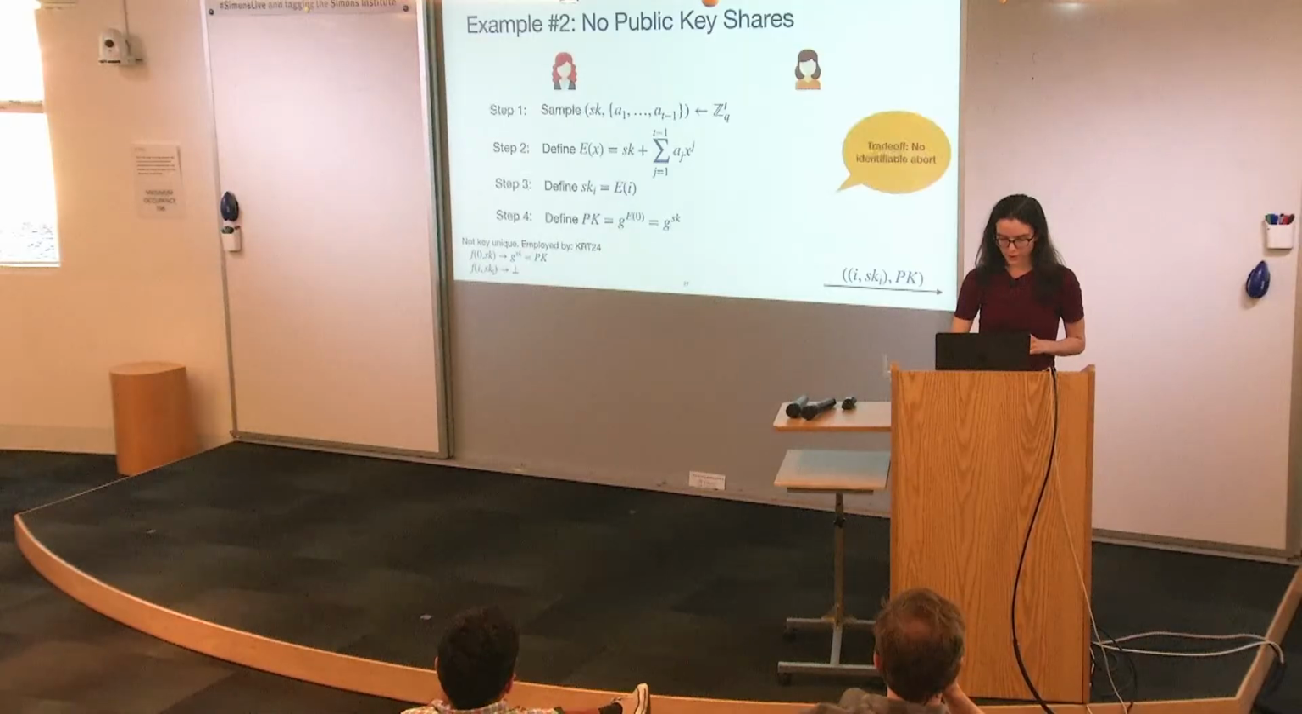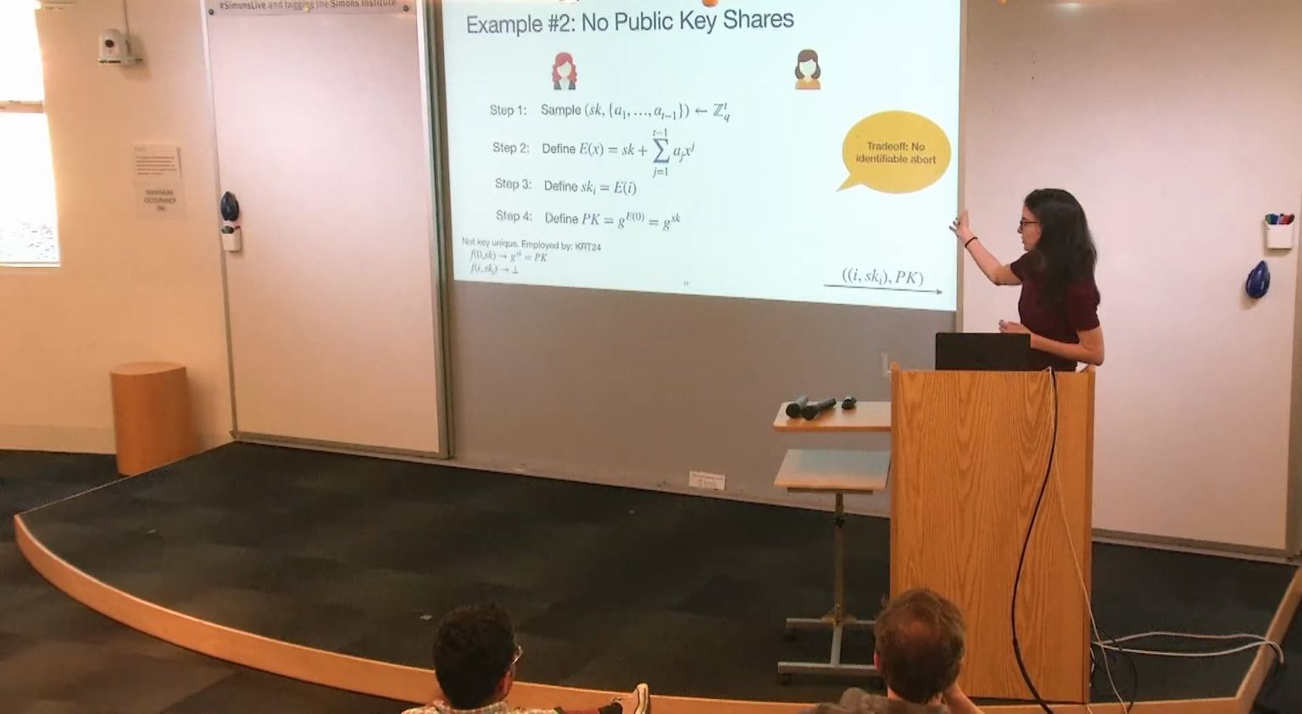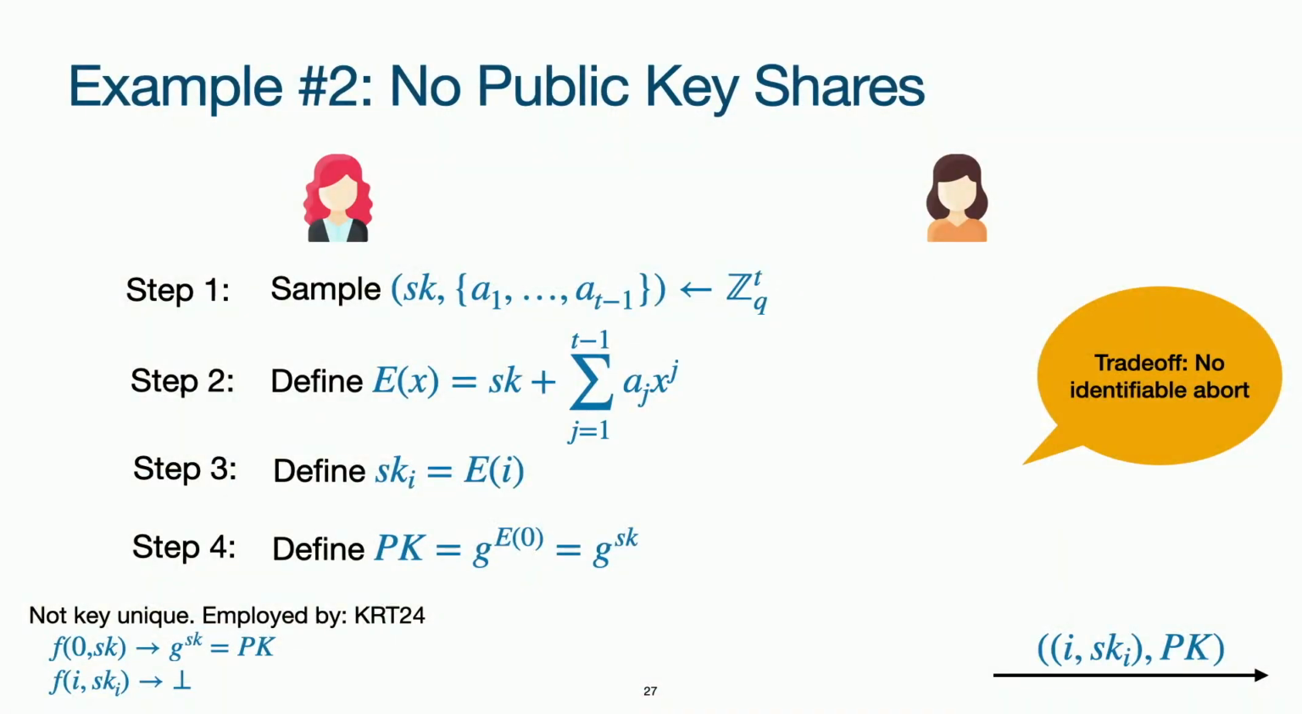But the trade-off with the scheme is you don't have what we call efficient identifiable abort. If you don't have the public key shares, it's very hard to tell if someone were to output an invalid signature. Basically, you can't verify the correctness of that signature share.